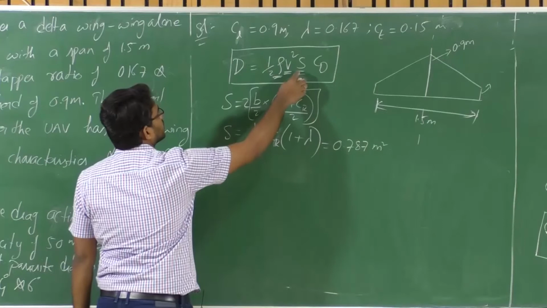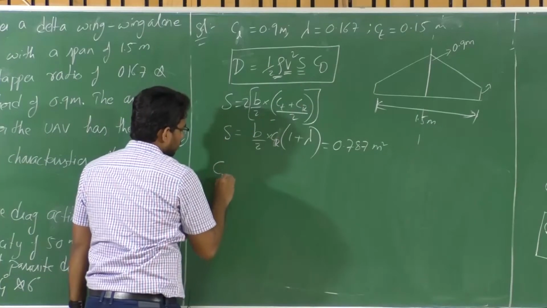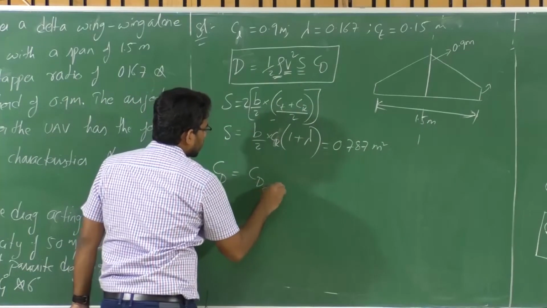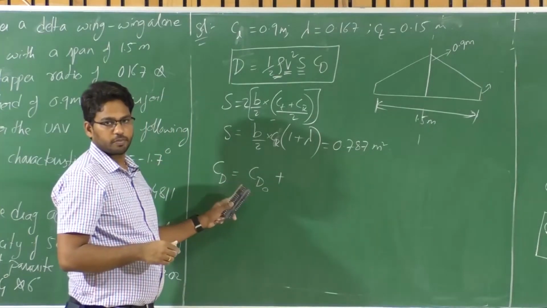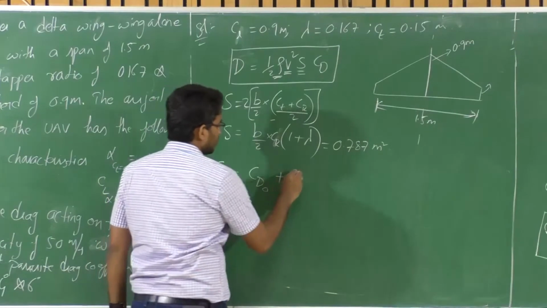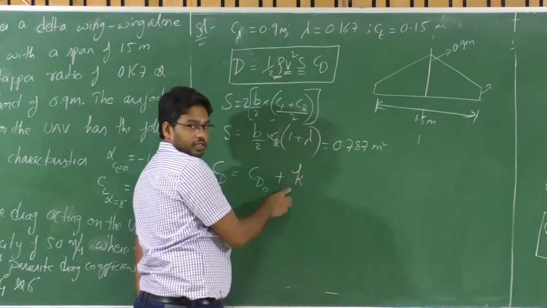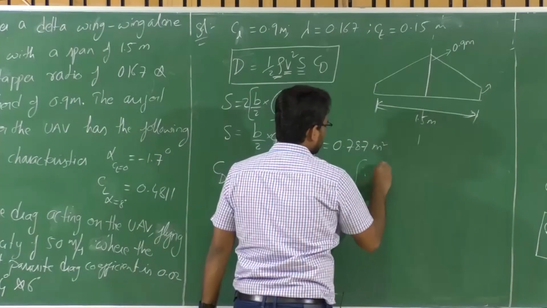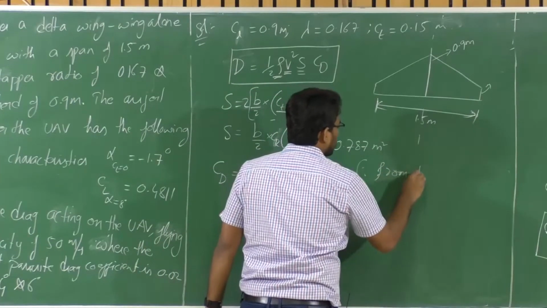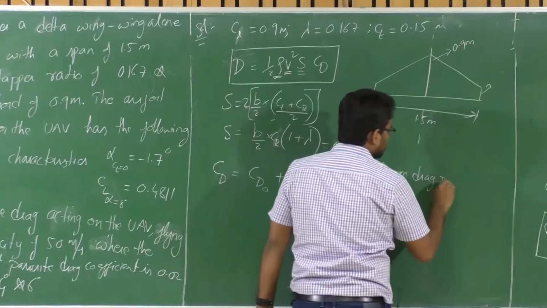And then, yeah, I got to know what is this. Now I need to know what is CD. CD can be expressed as the lift-independent, zero-lift parasite drag coefficient CD naught plus the induced drag correction factor K times CL square. I use the drag polar, right? Change from the drag polar equation.